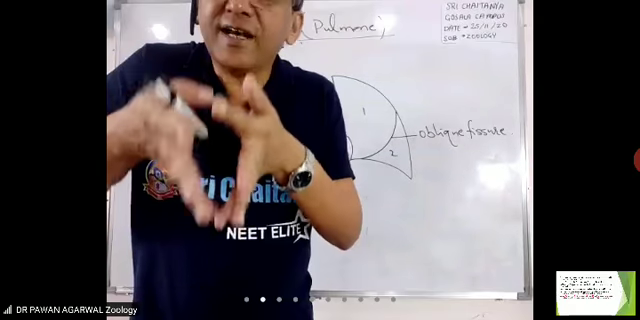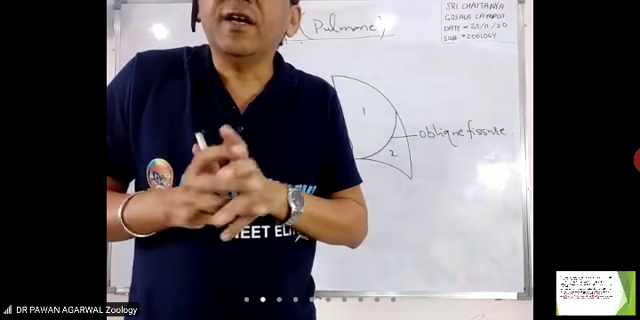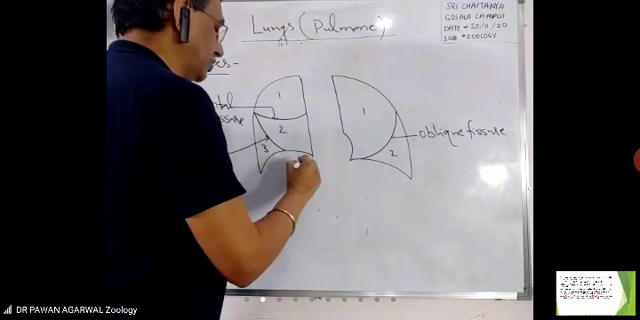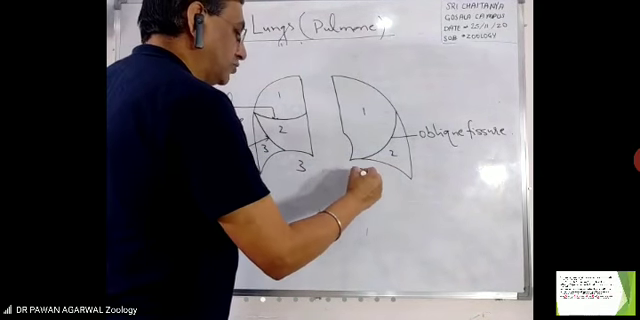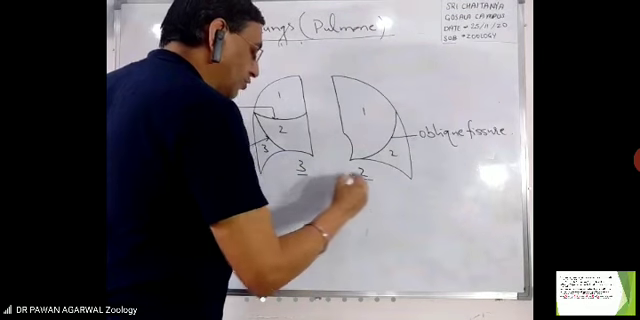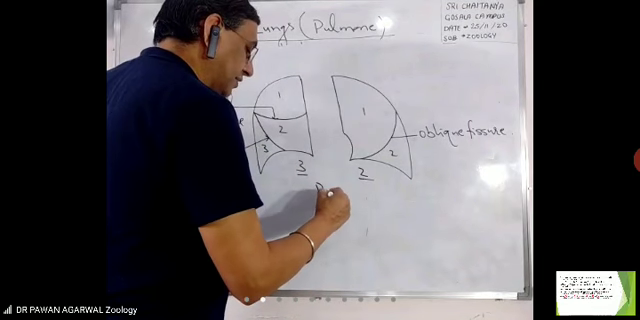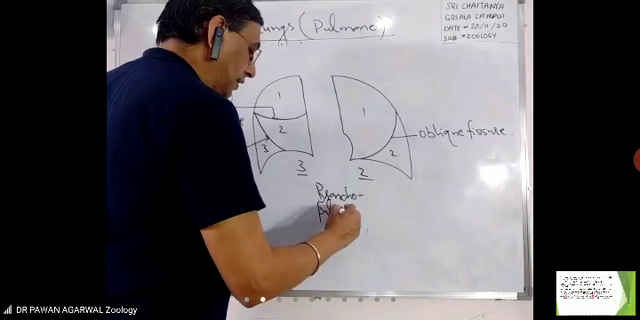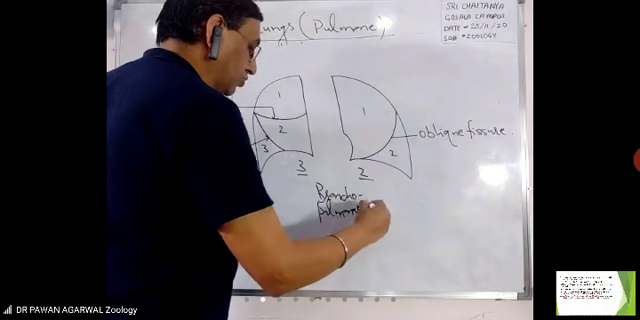They are the partition. I already told how many lobes in the right lung? 3. How many lobes in the left lung? 2. Now these lung lobes are divided into segments which are known as the bronchopulmonary segments.